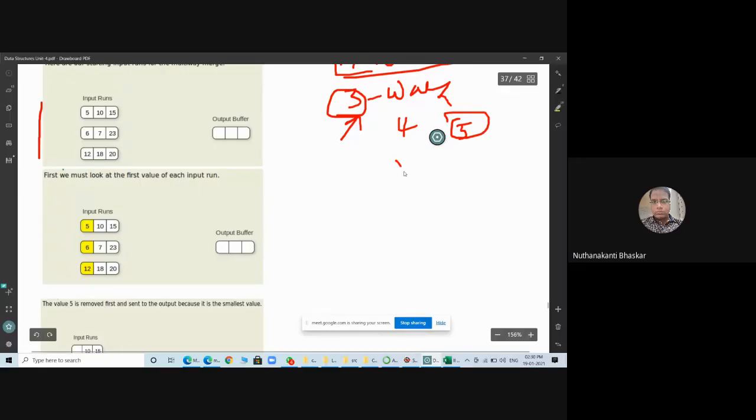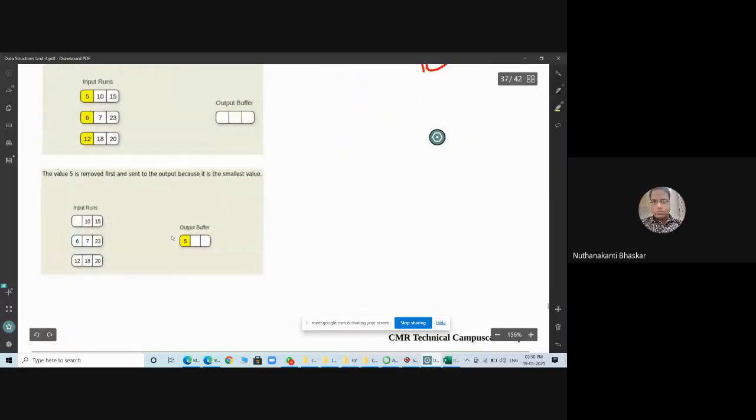Like that, if you have 10-way, then you need to take 10 chunks and compare the first element of all the chunks. Now I have taken only 3 chunks for this example, so I am comparing the first element of all these chunks. Now tell me which is the smallest one? 5, 6, 12. 5. So this 5 you need to store into the output buffer and remove from here. Are you clear? Yes, sir.